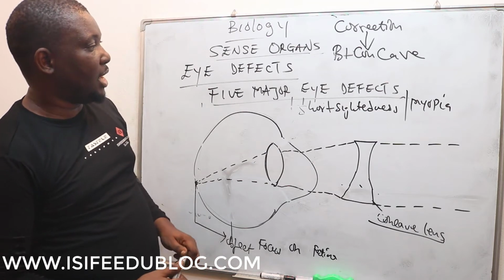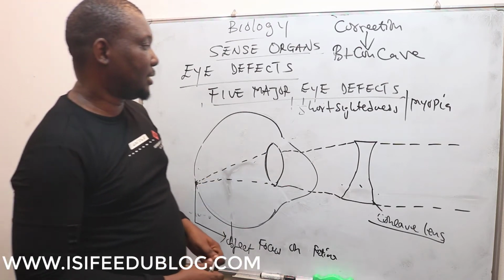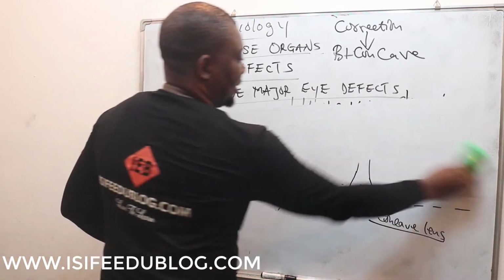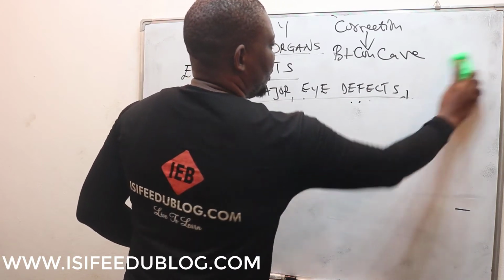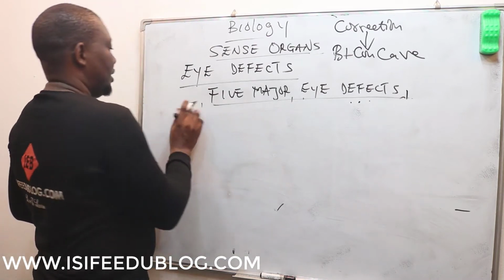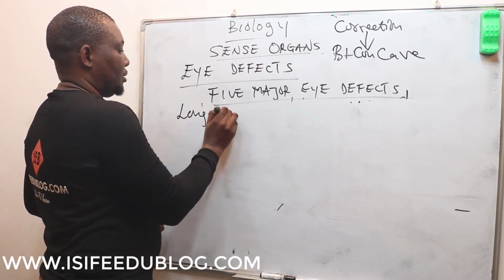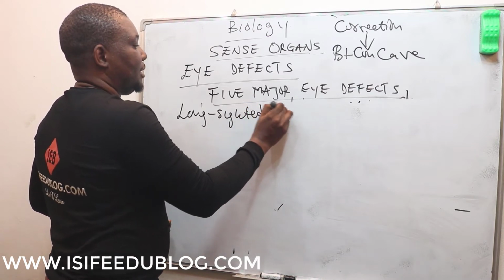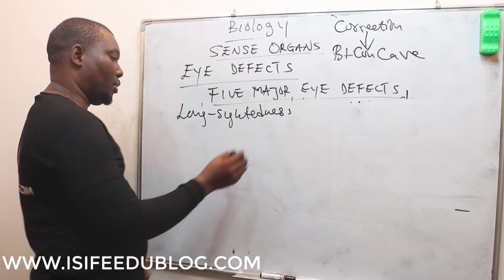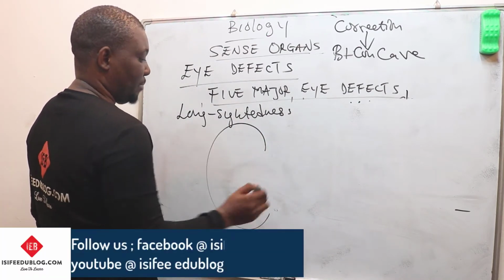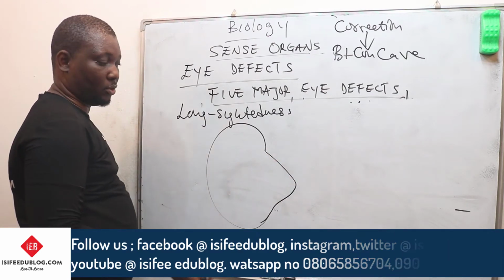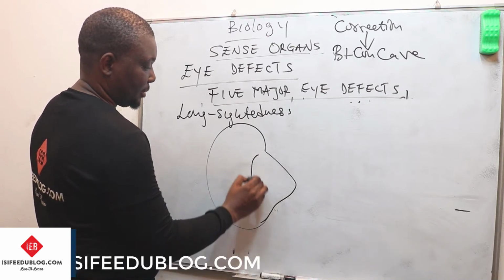Now let's look at another eye defect, which is long-sightedness, and its correction. Just the opposite of short-sightedness is long-sightedness, or what we call hypermetropia. In this case, the eyeball appears to be too small. The eyeball is not that big. And then this is the protruding part, which is the cornea. Not too big. So here we have your lens.